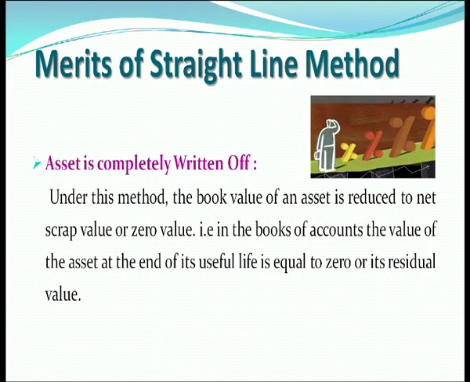The second merit associated with this method is that the asset is completely written off. That is, the book value of the asset is reduced to either its scrap value or zero at the end of its useful life. Now we talk about the limitations or demerits of the straight line method.